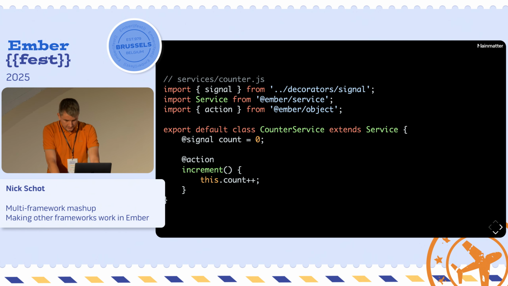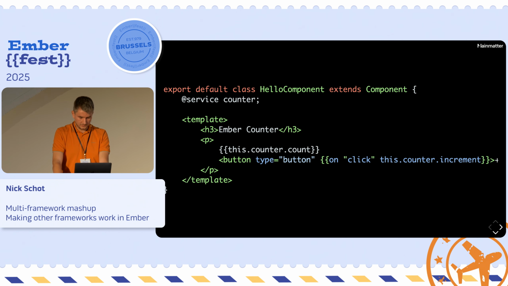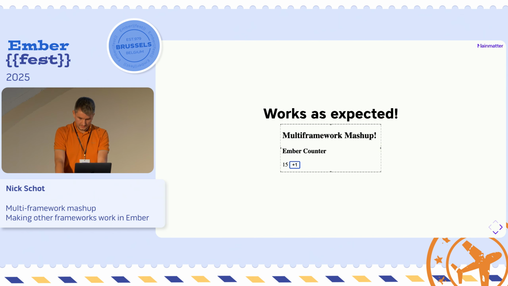So let's create a basic counter service with a count value and an increment action that increments this count value. And we can use our signal decorator instead of the usual tracked. Then we'll update our Ember component to integrate our new service. So we inject the service, we render the count, and add a button to call the increment function. And it works as expected. If we click the button, the count is incremented and Ember re-renders the component. As we learned, this won't work for Svelte yet, so we need to do some more work.